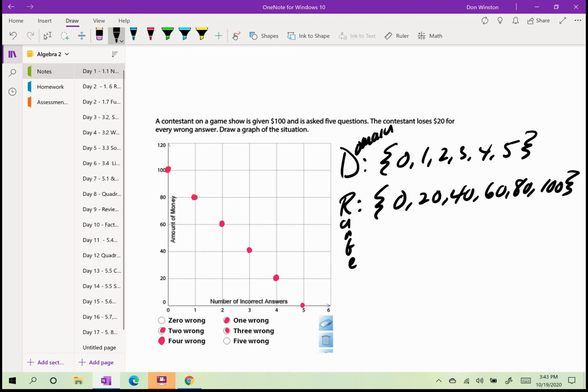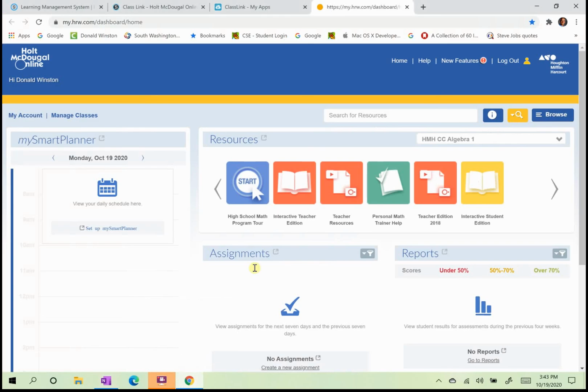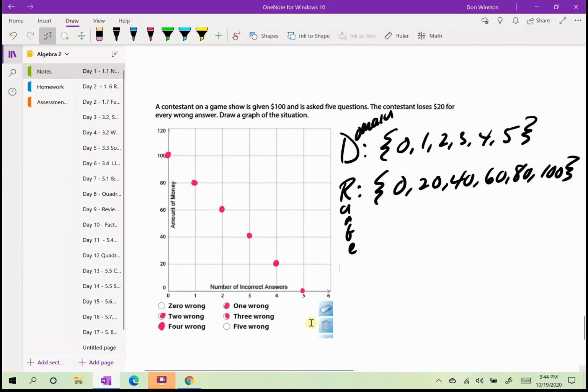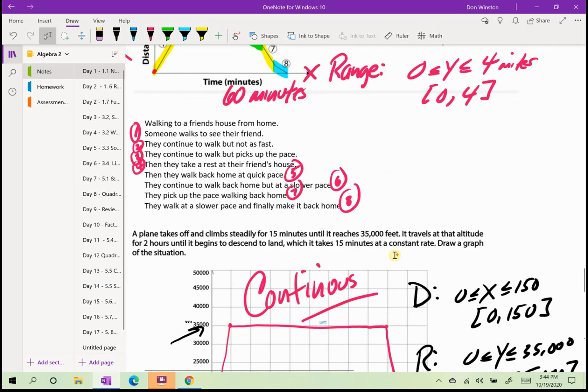Some of the questions may ask you for the domain and range of that graph, and they may ask you whether or not the graph is continuous or discrete. But again, the assignment will be there waiting for you when you sign in. All right, so that's your second assignment for today.